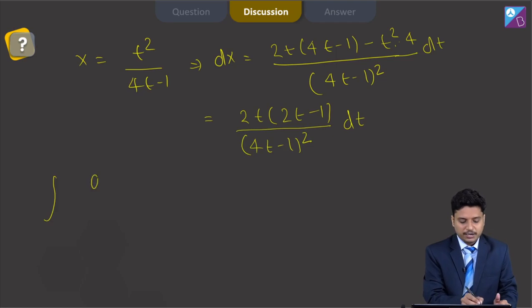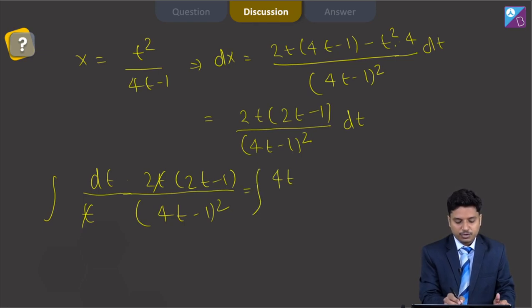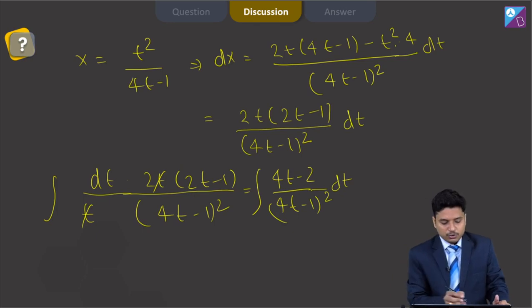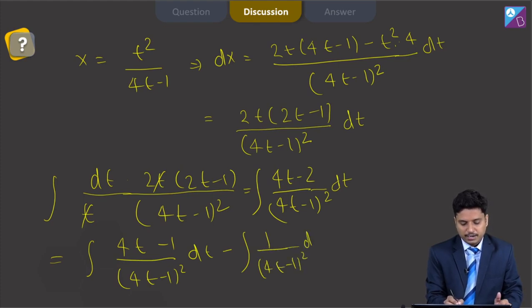So what was the question? It was dt upon t, and in place of dx you put dt into 2t minus 1 divided by 4t minus 1 whole square. So t gets cancelled and in the numerator you have 4t minus 2 upon 4t minus 1 whole square dt. If you simplify it, what can you get? 4t minus 1 upon 4t minus 1 whole square dt minus 1 upon 4t minus 1 whole square dt.